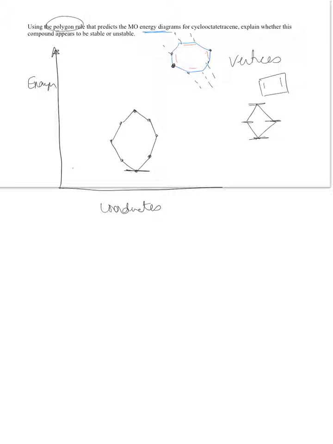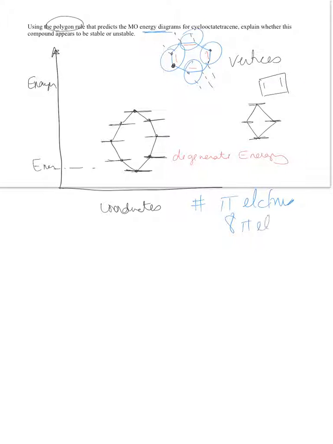But here, this is a certain energy. This is lower energy. Then you draw these lines here, and this is where you're going to fill in your pi electrons. The key is these are degenerate orbitals. They have the same energy because they're on the same level. Now you count your number of pi electrons in this system: 1, 2, 3, 4, 5, 6, 7, 8. 8 pi electrons. And then you fill the pi electrons from the lower energy to the higher.